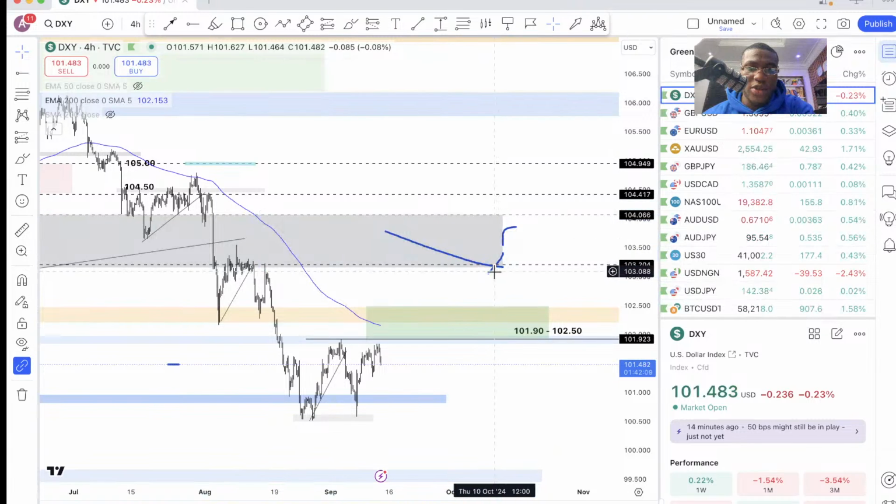So quick question, guys. What's your favorite currency to trade? My favorite currency to trade is GBP JPY. And my favorite commodity to trade is gold. So let me know in the chat, what's your favorite currency or commodity to trade?